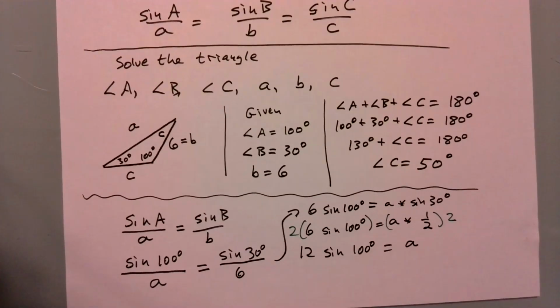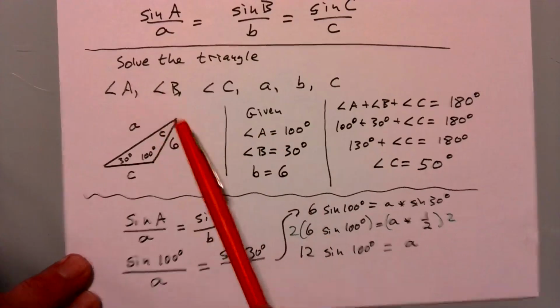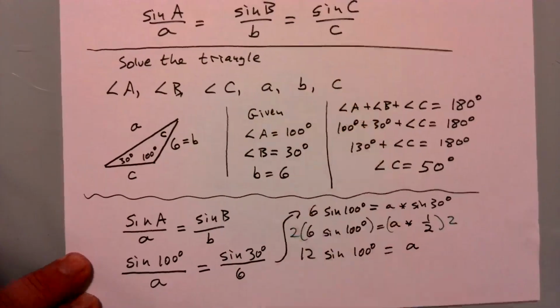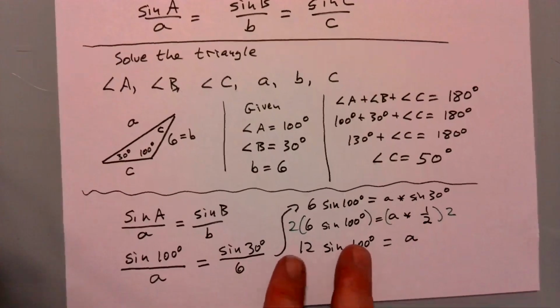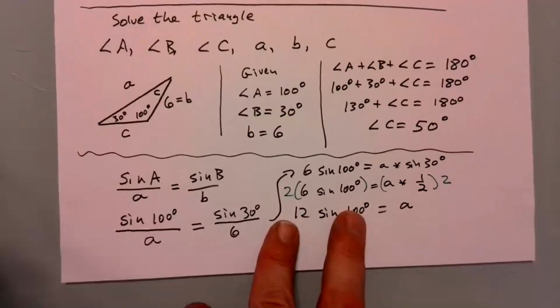Have we solved the triangle? We have angle A, angle B, little a. We're missing little c. So there's one more thing that we have to do. So let's go ahead and try that.